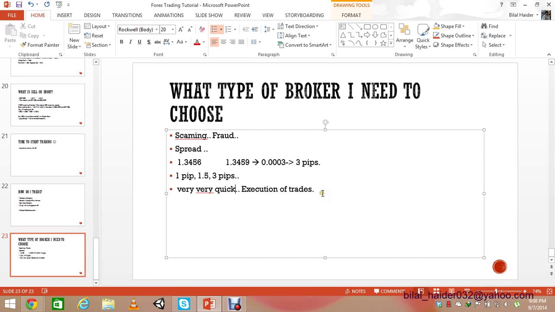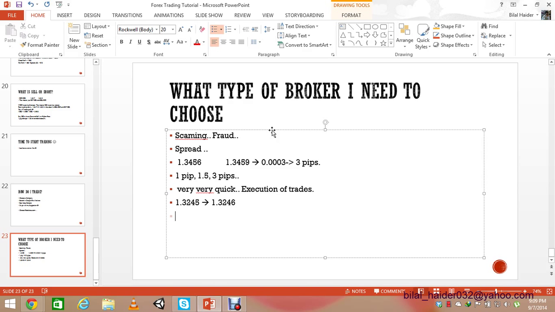Okay, you need to find a broker which is not re-quoting. Like when you wanted to place a trade at 1.3245, and because of some delays it was placed at 1.3246. There is 1 pip difference in here. That is actually the slippage, but let's talk about it later. So you need to find a broker which is offering quick execution of trades.